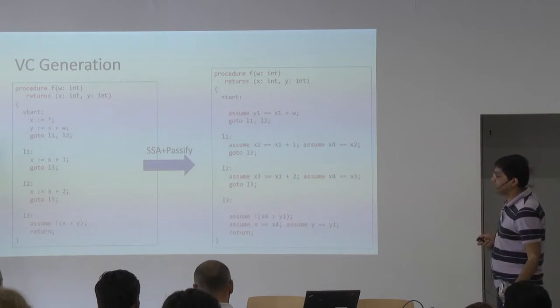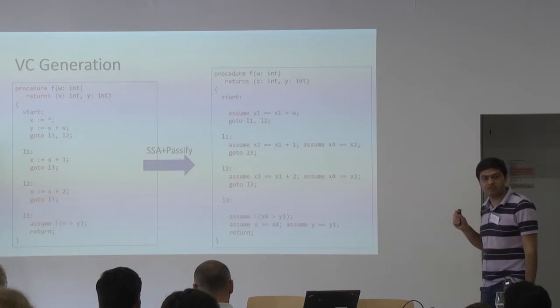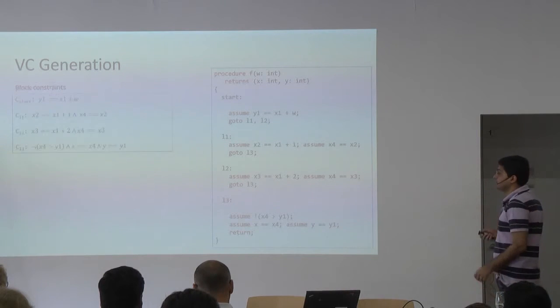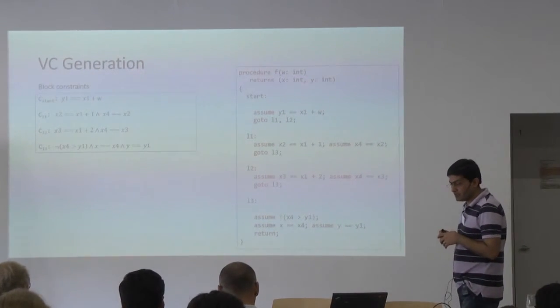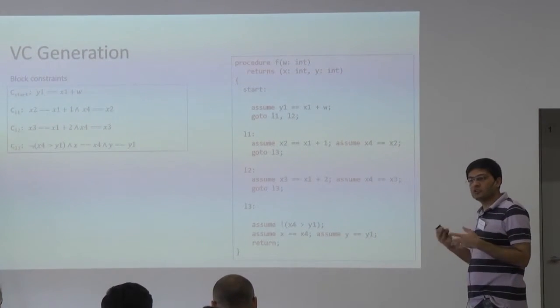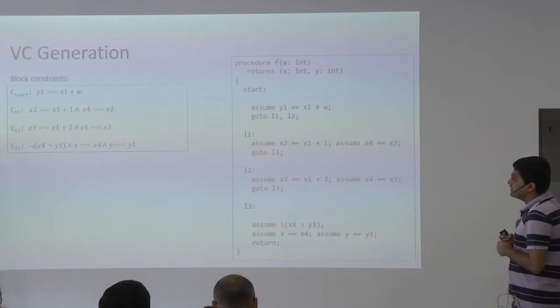Okay, so this is what is called passified form. And if you're familiar with using Boogie, this is exactly how Boogie does VC. Once you do that, now we're already getting to a more logical form, right? We've eliminated assignments. Now let's start writing constraints.